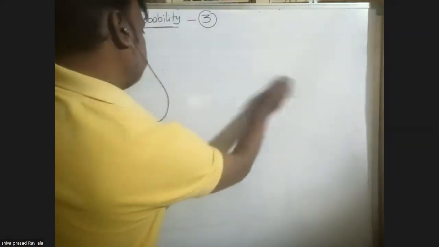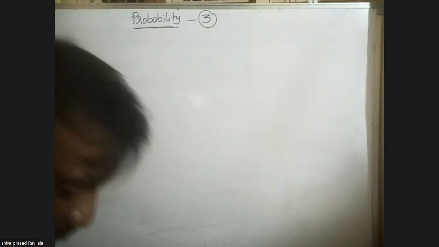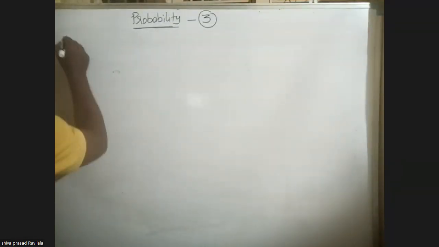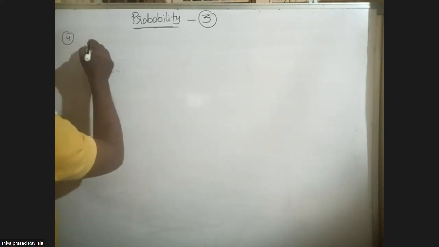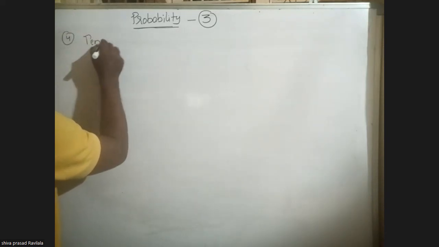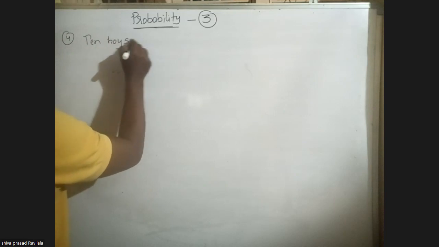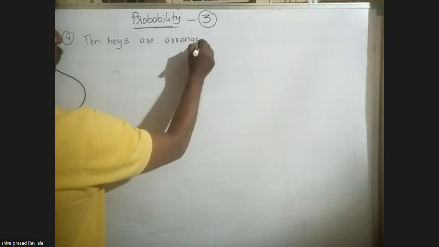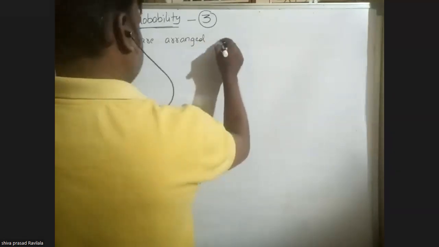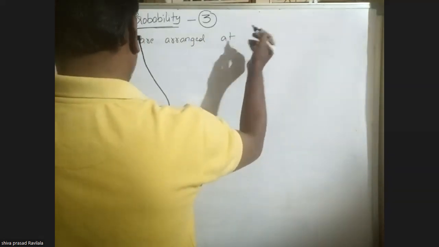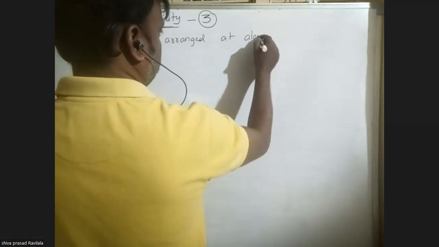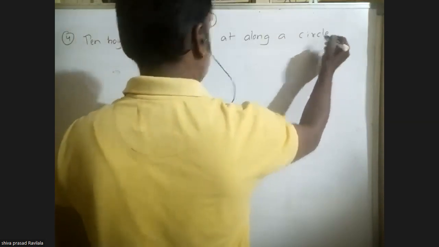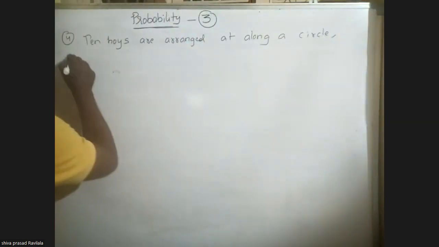We see one question on the number of circular permutations. It's related to probability. See this question. 10 boys are arranged at random along a circle. Everything is random. Along a circle means circular permutation or round table, whatever it may be.